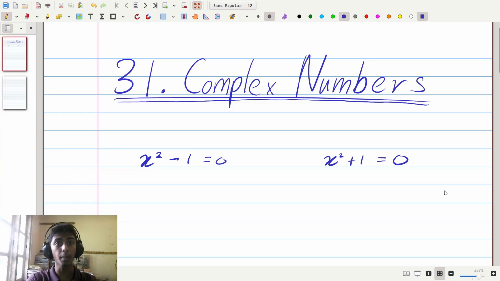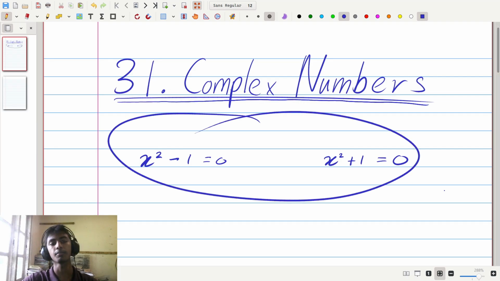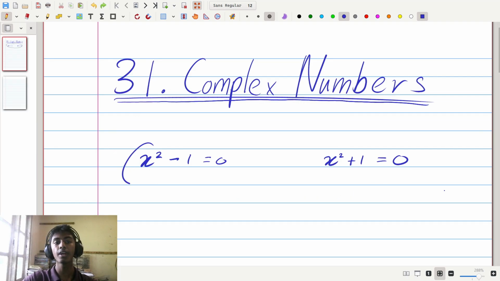Hello and welcome to lesson number 31, Complex Numbers. To start off this lesson, consider these two quadratic equations that I have written down here. The left equation is x squared minus 1 equals 0. The right equation is x squared plus 1 equals 0.